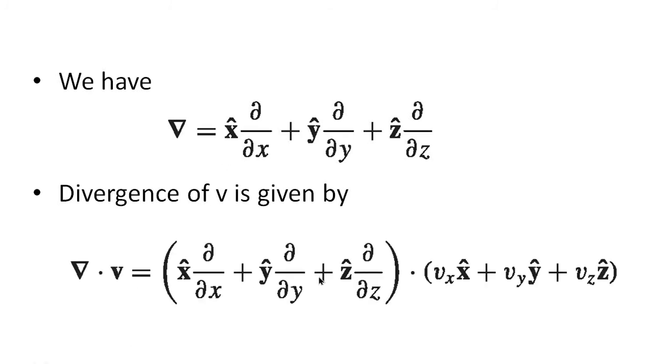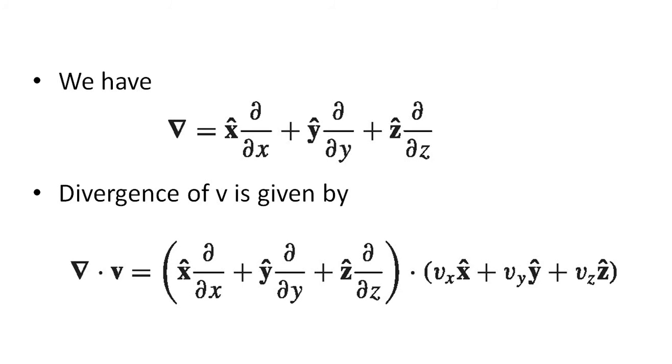in place of del we can write this term, x cap dou by dou x plus y cap dou by dou y plus z cap dou by dou z, dot v. Here v is a vector with 3 components. So we can write the vector v like this: vx x cap plus vy y cap plus vz z cap. Already discussed.